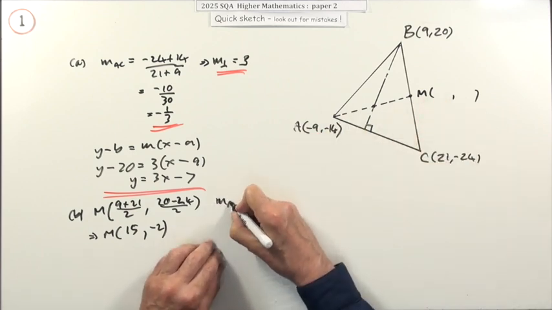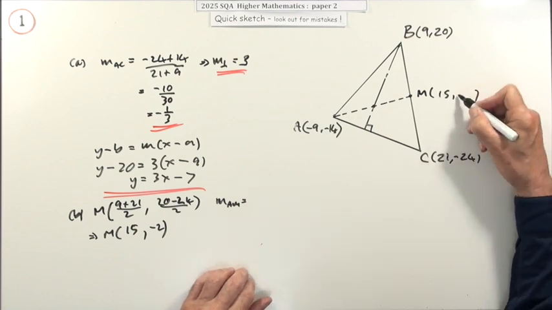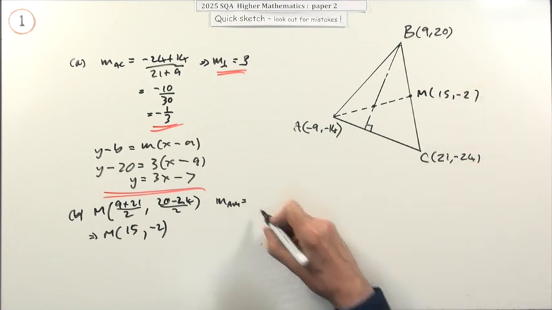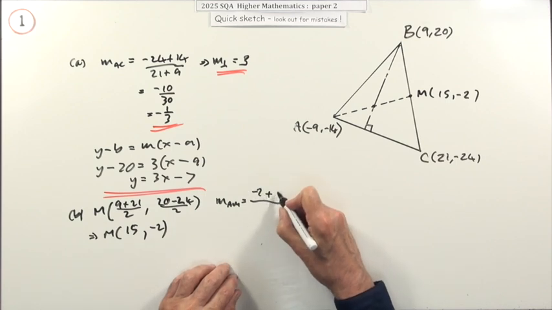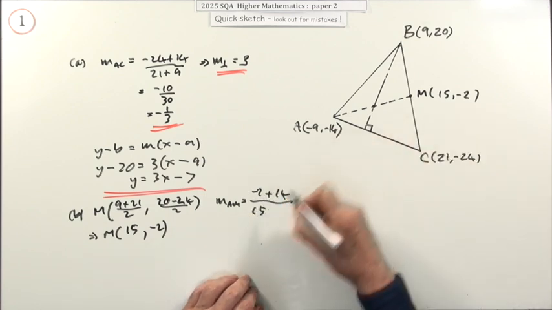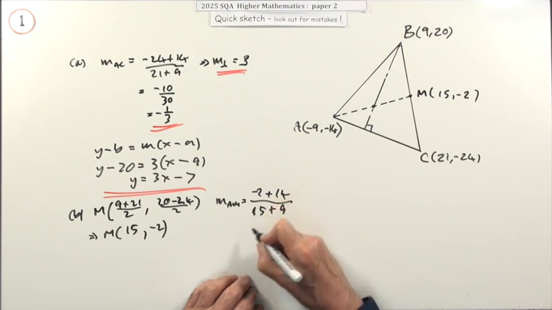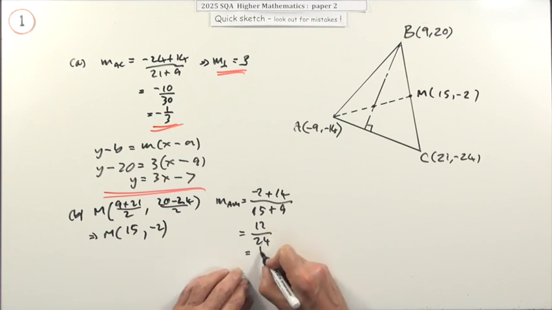Now for that line, you can get its gradient. So the gradient, and I've called it AM, is going to be, I'll just put them in, 15, negative 2, will be the difference in the y's. Negative 2 take away negative 14, so it'll be plus the 14. 15 take away negative 9, so it'll be plus the 9. So that gives me a 12 over a 24, which is a nice little half.